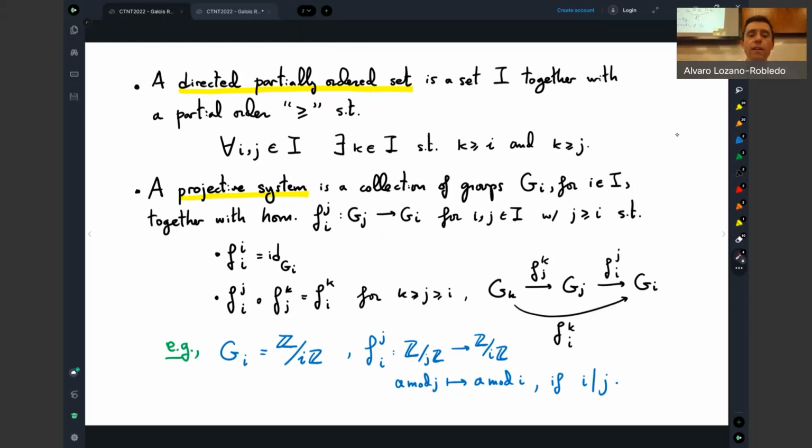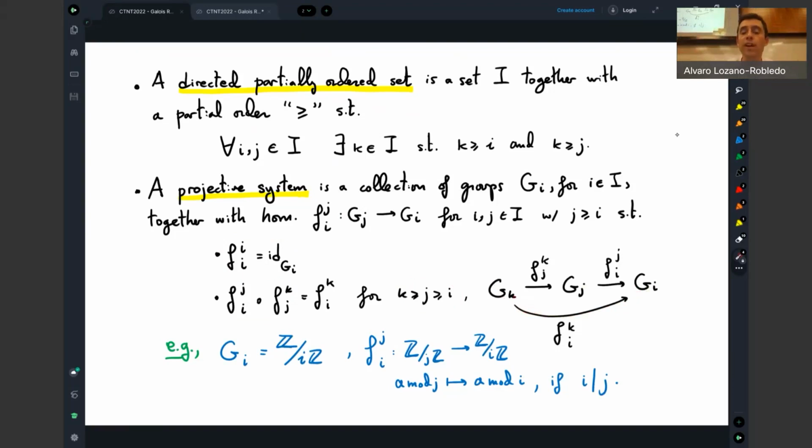First of all, this relationship is reflexive, so i relates to i, and then the map from G_i to G_i should be the identity map. And if you have a chain of elements that are related, then if I go from k down to j, and then from j down to i, it should be the same map as if I go from k down to i directly. So those homomorphisms speak well to each other.